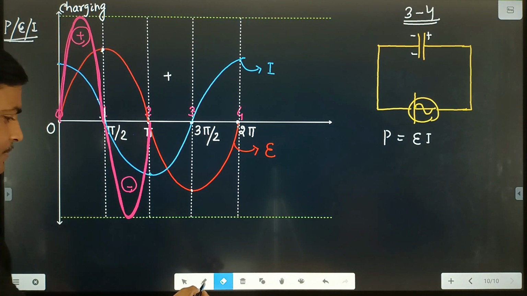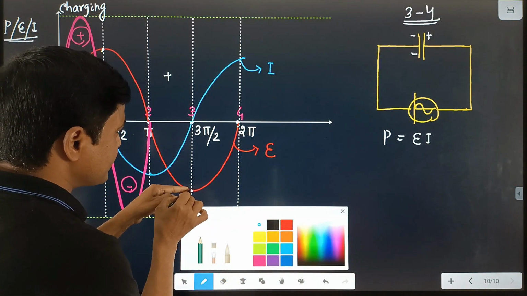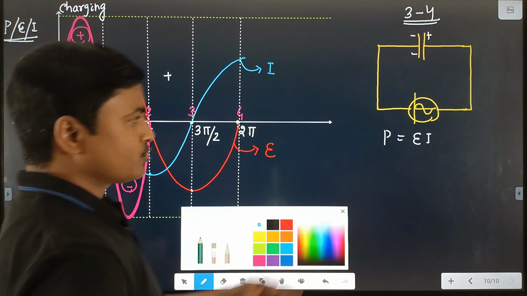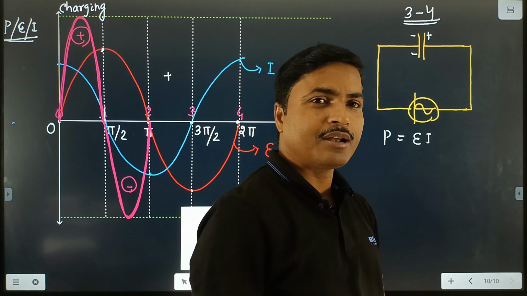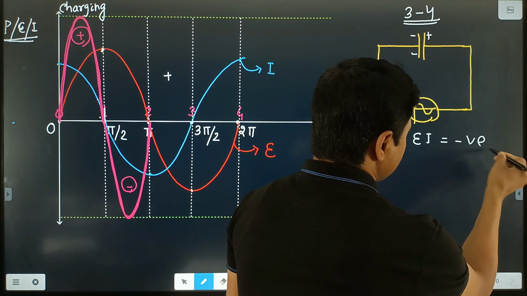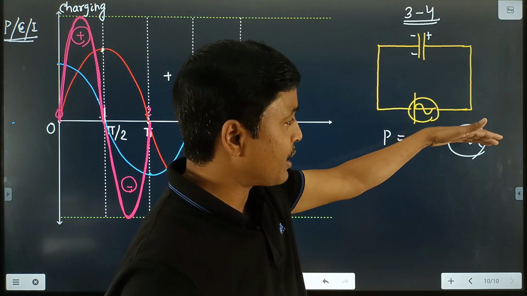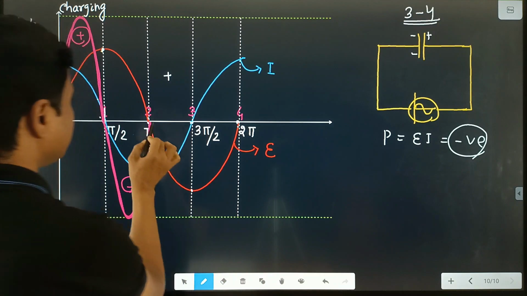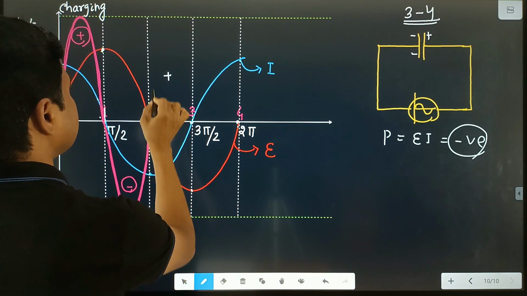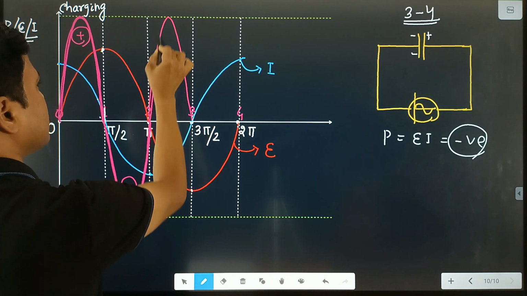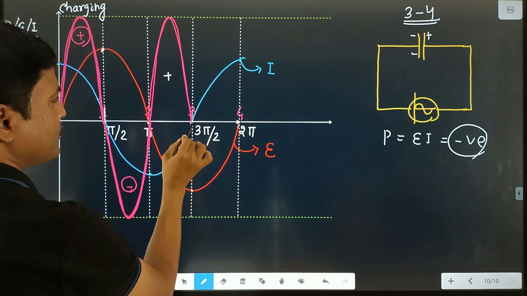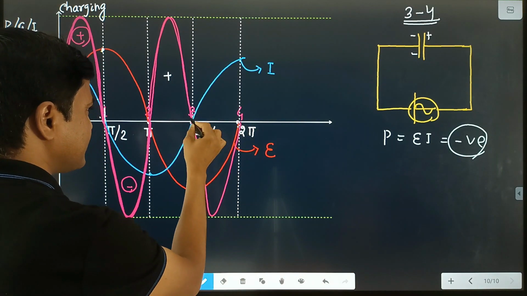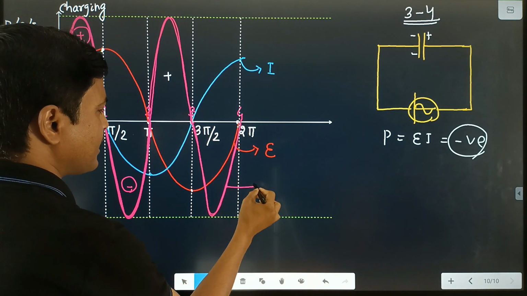Clear? Then here voltage is on the negative side. Current is on the positive side, so power P is equal to negative multiplied by positive, that is negative. If power is negative, then the graph is just like this. Between point pi to 3 pi by 2, power is positive, so we draw the graph. Between point 3 to 4, power is negative. Power negative means the graph is situated on the negative side. And this is the graph for power.